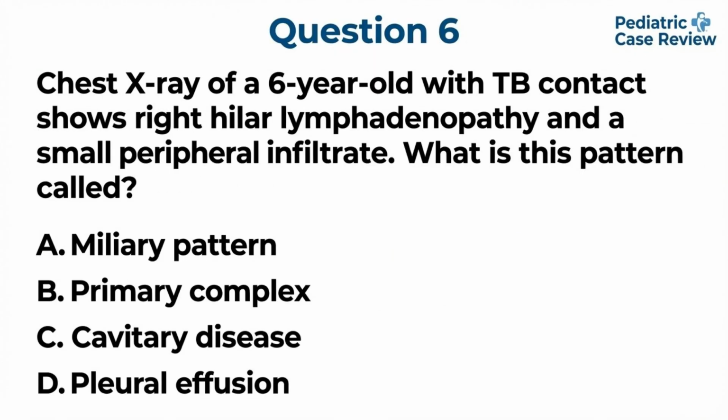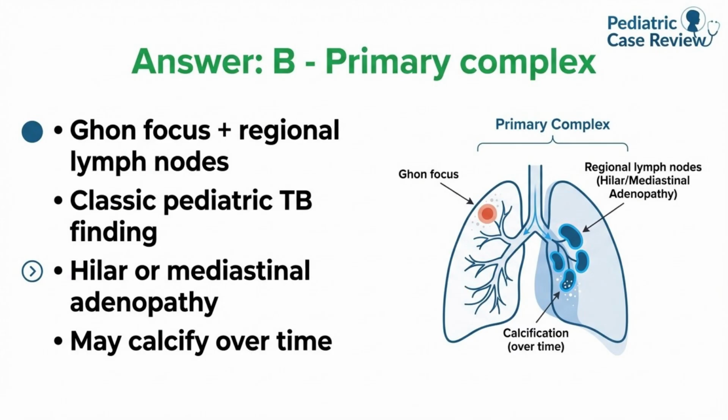Question 6. Chest X-ray of a 6-year-old with tuberculosis contact shows right hilar lymphadenopathy and a small peripheral infiltrate. What is this pattern called? Option A, miliary pattern. Option B, primary complex. Option C, cavitary disease. Option D, pleural effusion. The correct answer is option B, primary complex.